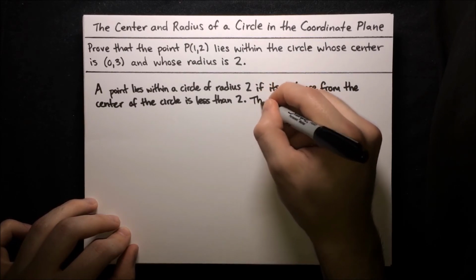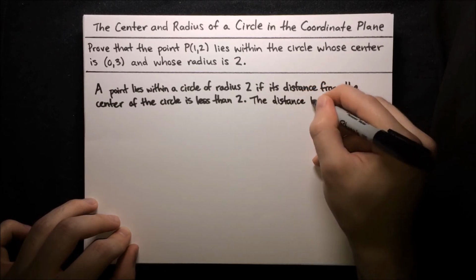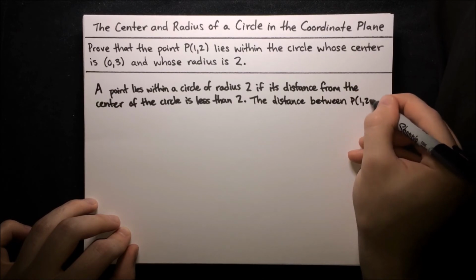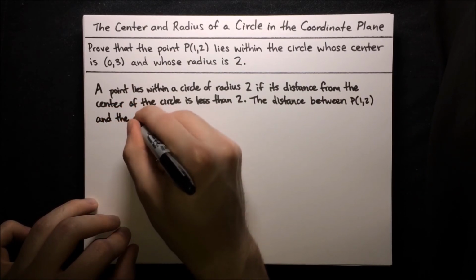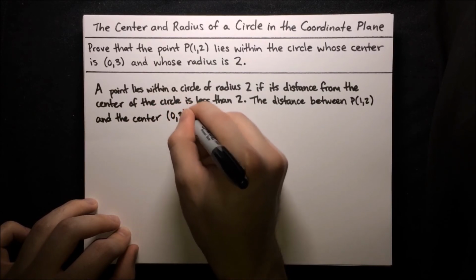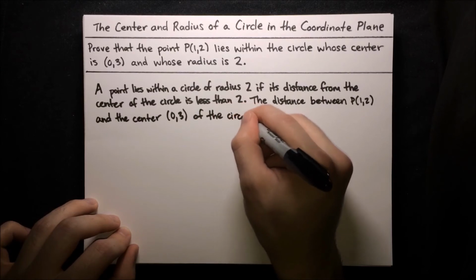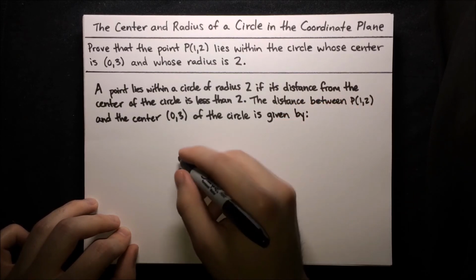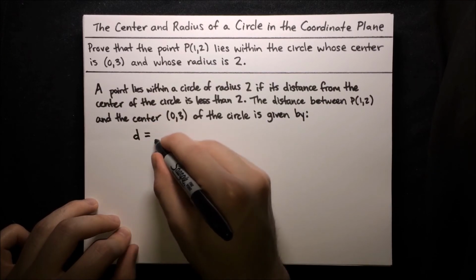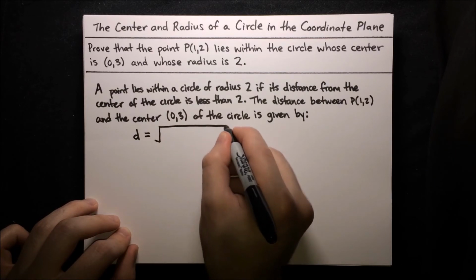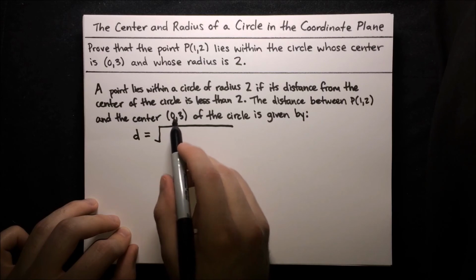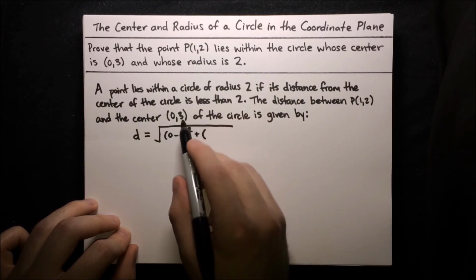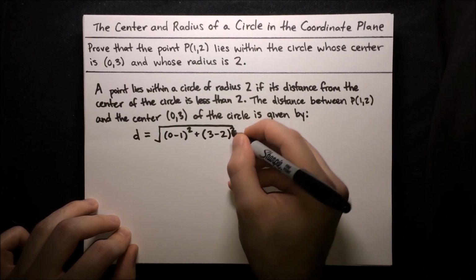We'll write down that the distance between our point P (1, 2) and the center (0, 3) of the circle is given by the following computation. Let's call it d for distance, and d will have to be equal to the distance between (1, 2) and (0, 3). So we'll need to go ahead and apply the distance formula. So go ahead and subtract the x-coordinates, 0 minus 1, square that, and then do the same thing with the y-coordinates. Subtract those, 3 minus 2, squared, and now we just need to go ahead and compute this.